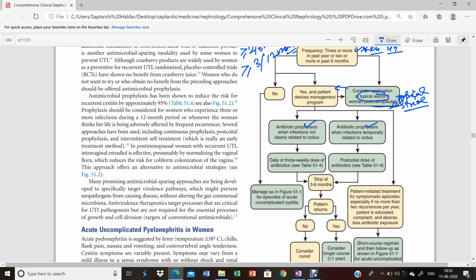If the patient has UTI not related to coitus, then we give the dose either daily or weekly. If the UTI is related to coitus, then we give the postcoital dose. After coitus, we give this dose.